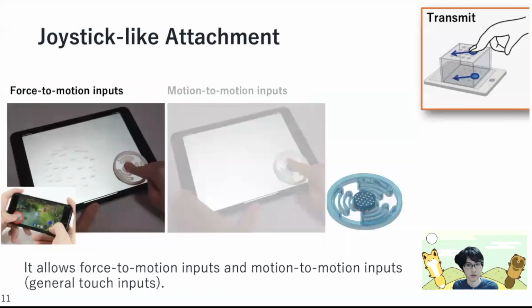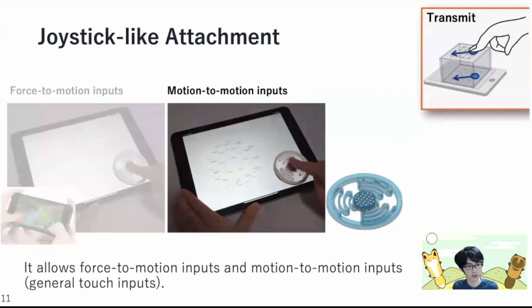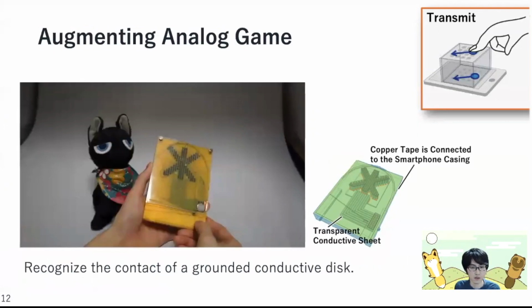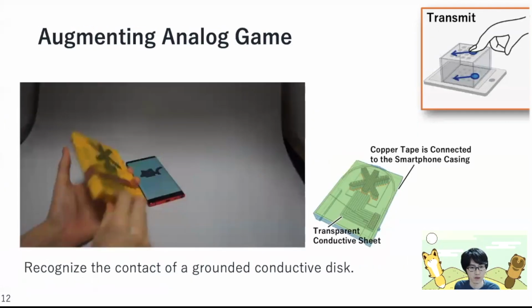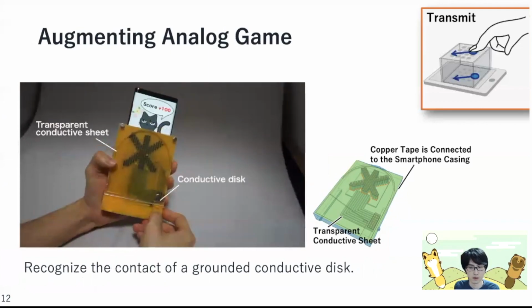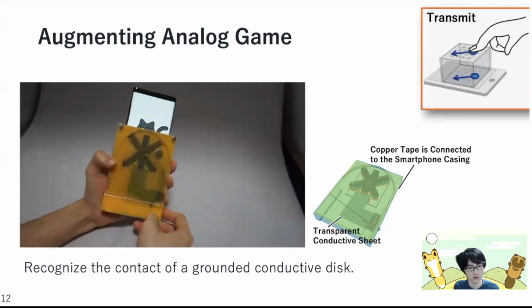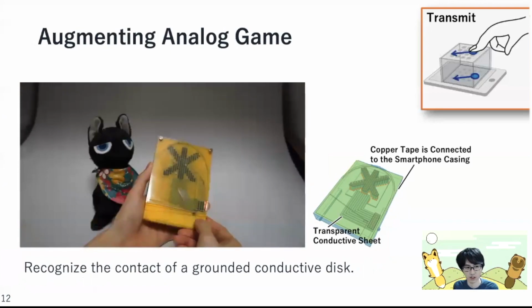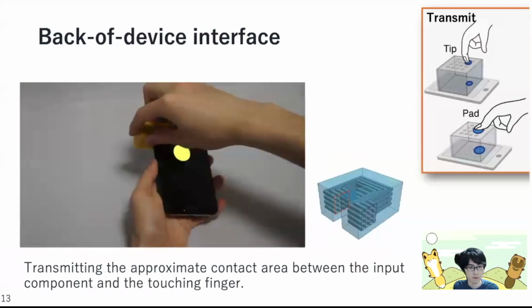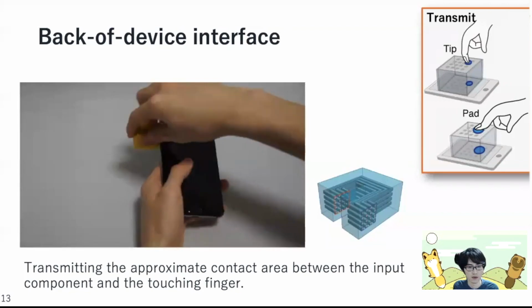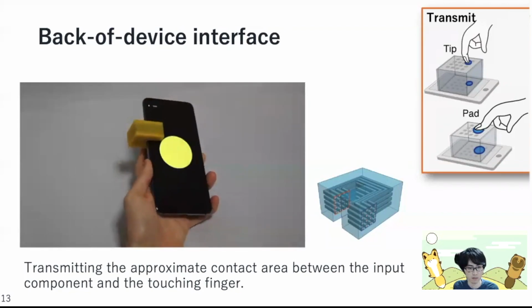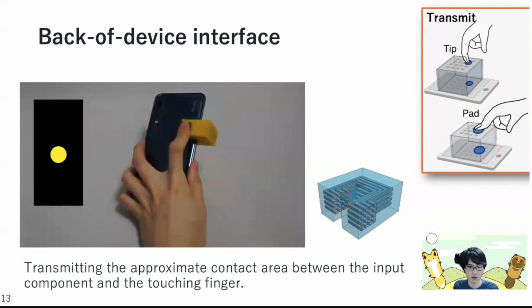This interface allows force-to-motion input, similar to the conventional joystick attachment. In addition to this, our interface allows motion-to-motion input on the grid area. This interface can track a conductive disk so that the user can interact with both the analog structure and the smartphone game app simultaneously. The CAPath interface can sense not only tapping or gestures, but also the contact area of the finger.